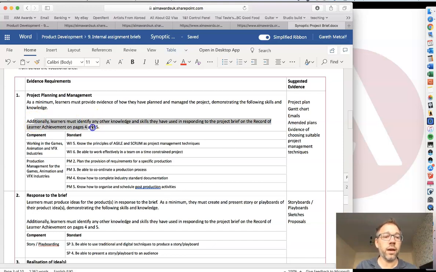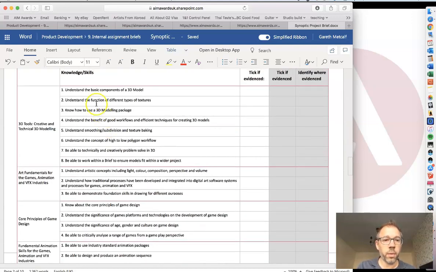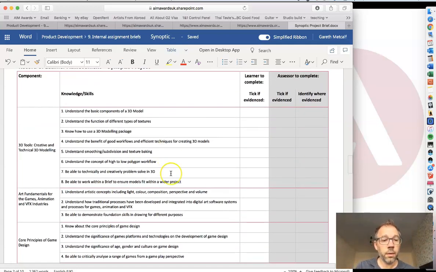But as we've said here, additionally, learners must identify any other knowledge and skills they've used in responding to the brief on the record of achievement. So in their project planning and management, if they have in fact drawn on their knowledge about, I don't know, the concepts of high to low polygon workflows. That's probably a terrible example, and you can see that I'm not a games tutor. But my point is, they just tick there. Oh, I've actually done that.